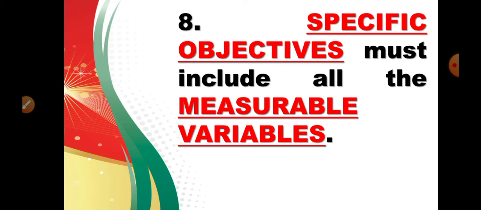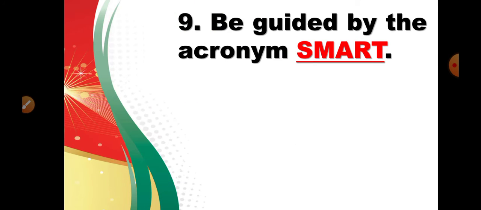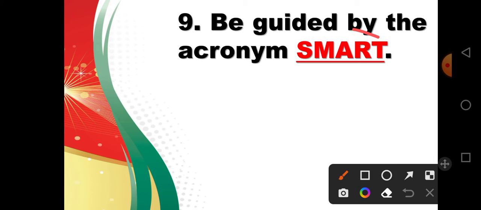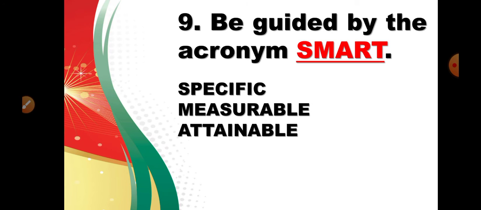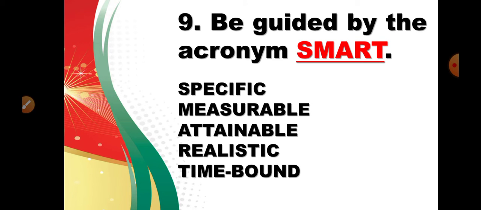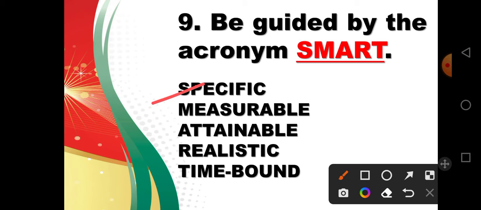So next, last but not the least, your objectives, specifically the specific objectives, must be guided by the acronym SMART. And what do we mean by SMART? SMART means specific, measurable, attainable, realistic, and time bound. So meaning to say, class, your objectives must be specific, must be measurable, must be attainable, must be realistic, and must be time bound.